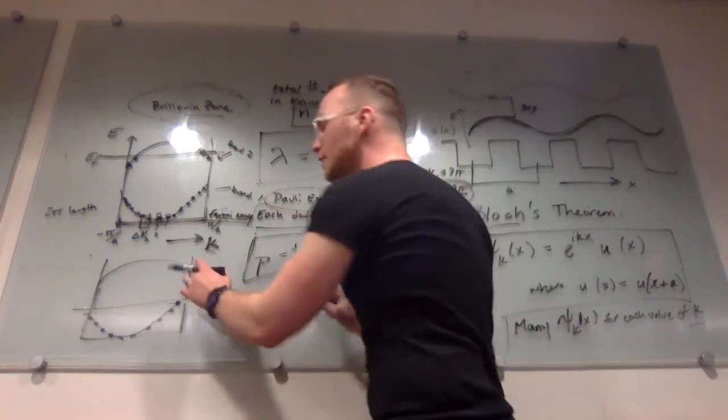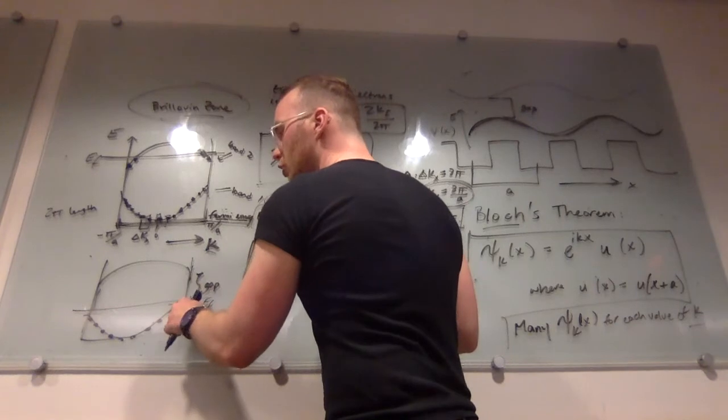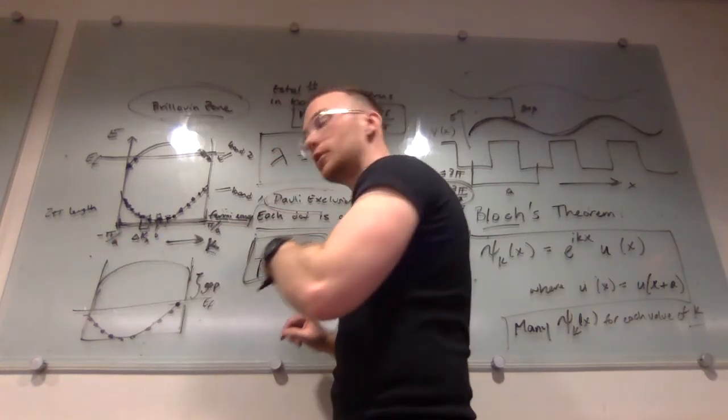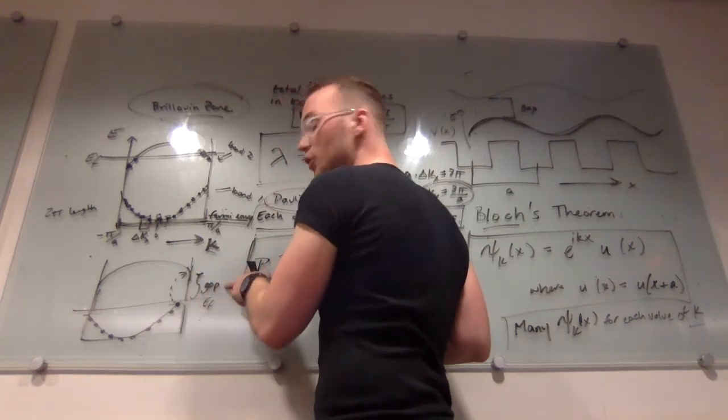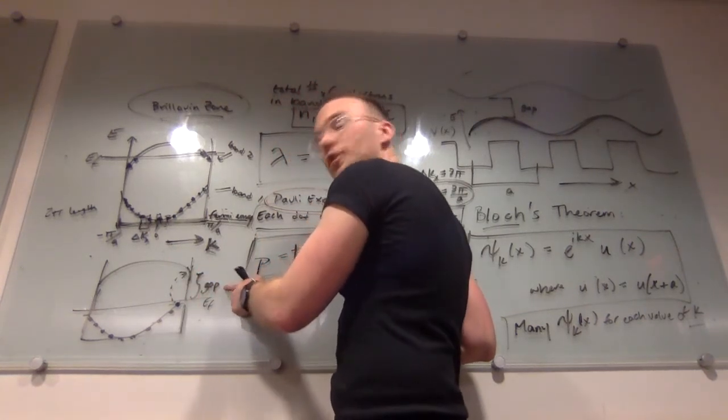But the point is that to excite an electron to get it to move through the material, I have to get it to jump all the way up here. I have to get it to overcome a gap. That's hard. So this is an insulator.